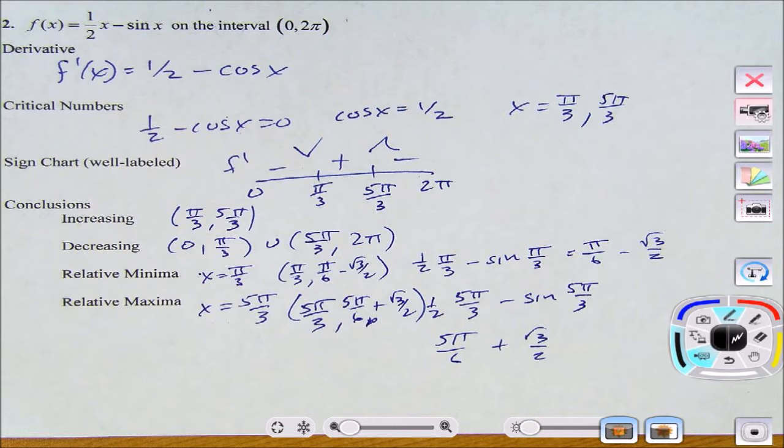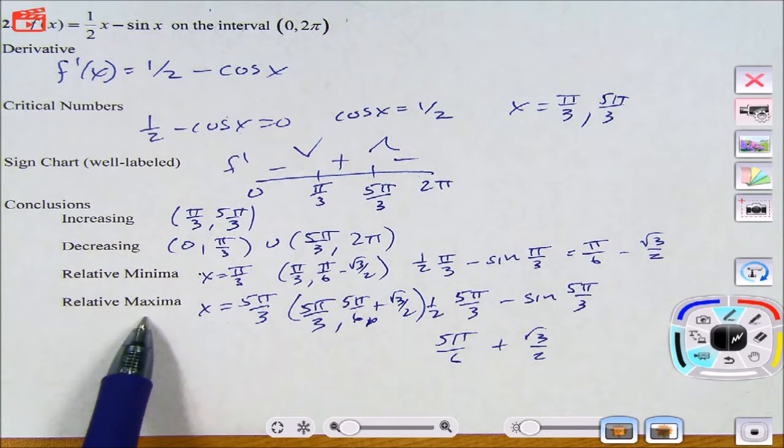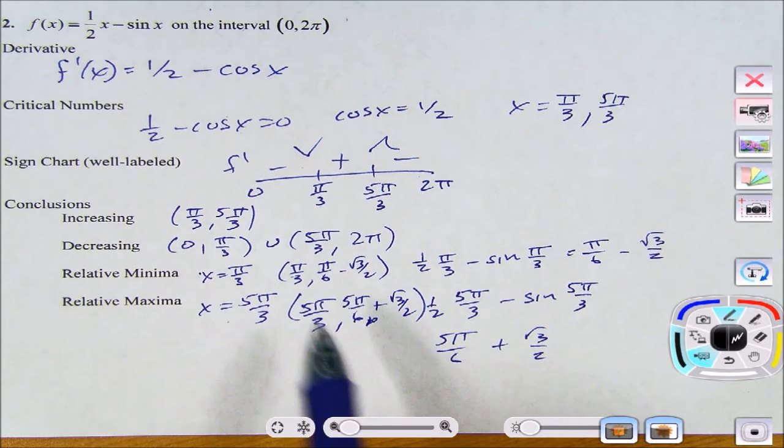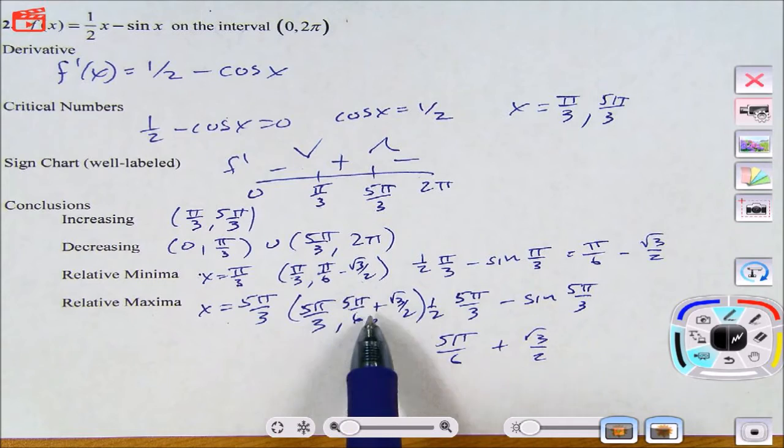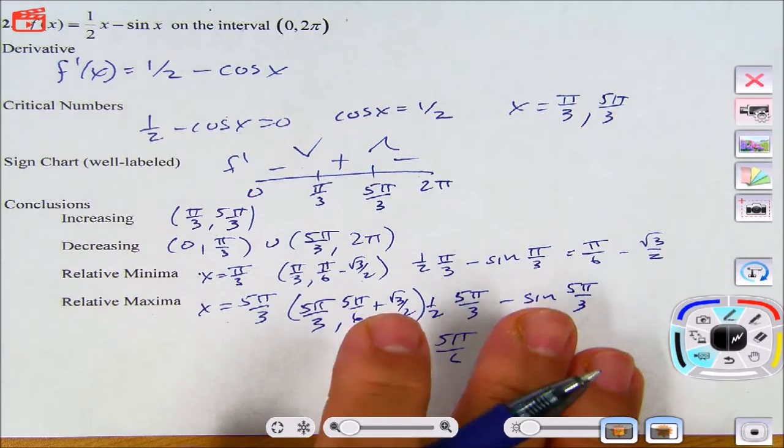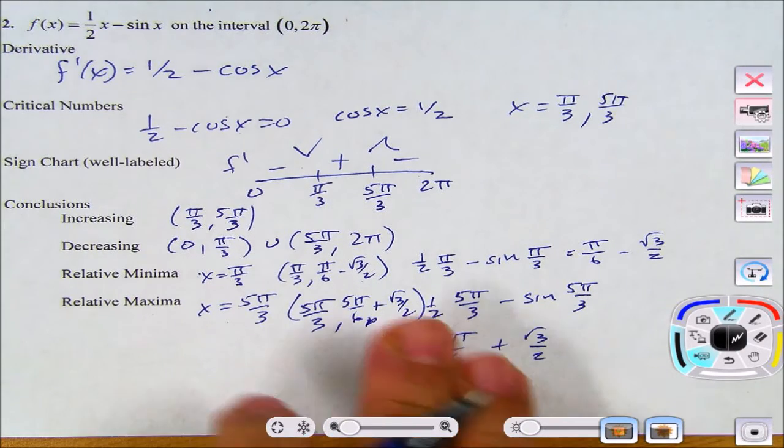Why did we plug it back in? Because it's asking for minimum and maximum, and minimum and maximum usually implies the y value. Okay. I see. Sorry. No problem.